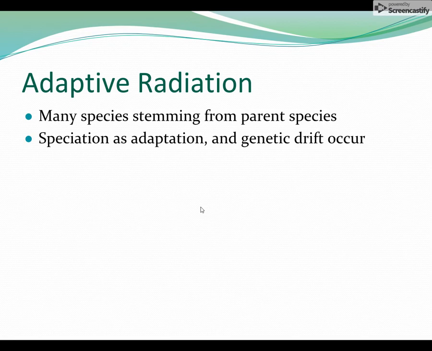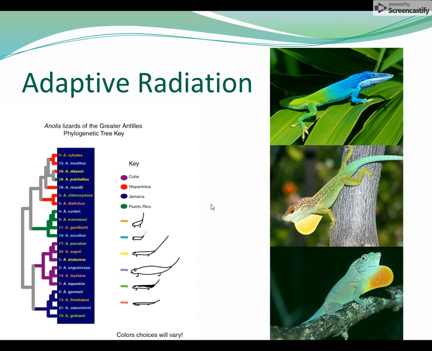And speciation, instead of being a result of reproductive barriers or isolation from each other, where like the landmass split apart, what you see here is speciation as adaptation. So they're breaking off into different species to better adapt to their environment. And we see a lot of genetic drift when this is the kind of pattern that we're seeing. So here's what adaptive radiation kind of looks like.